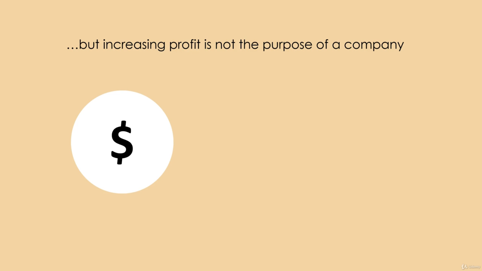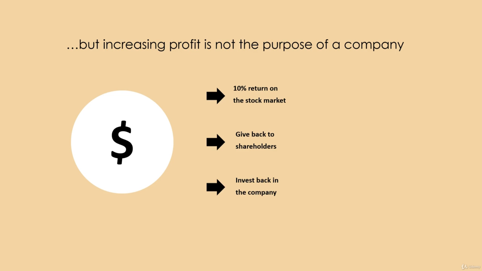Let's say your company has a ton of cash, millions of dollars. The company could invest it in the stock market and get a 10% return on that cash. It could also give it back to shareholders and let them spend it. Maybe they could invest it at 11% return. The third option is that the company could take that money and invest it back in the company itself. But what if investing back in the company itself would only generate a 5% return?